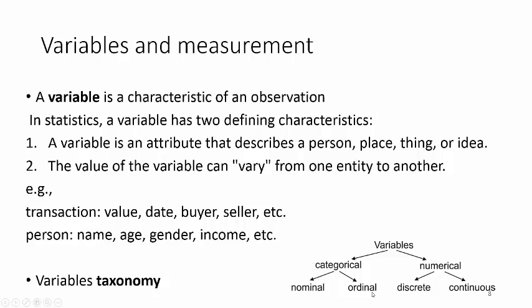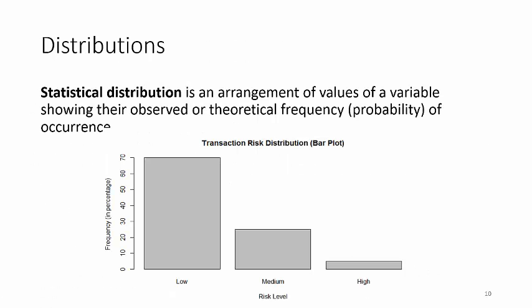Suppose you have a variable, economic status, with three categories: low, medium, and high. In addition to being able to classify people into these three categories, you can order the categories as low, medium, and high. So that's an example of an ordinal categorical variable.